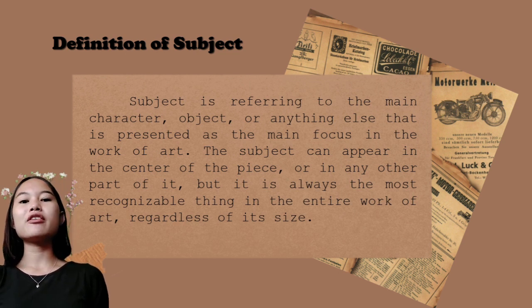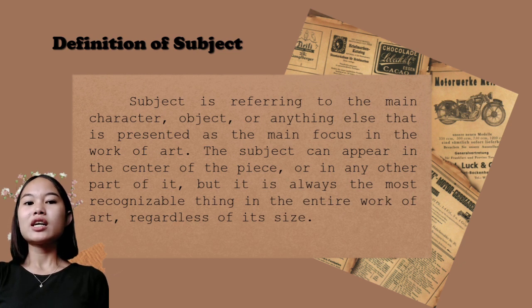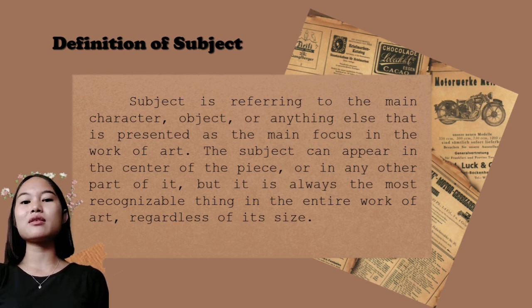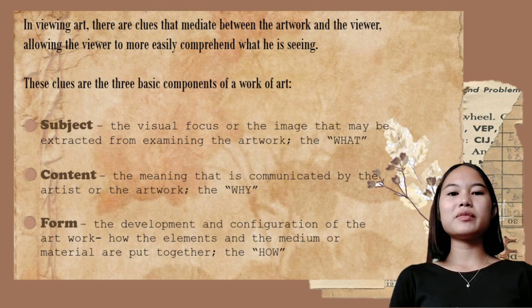For example, in a photograph of a dog running on the beach, the dog would be the subject because it is the most recognizable component in the picture. In viewing art, there are clues that mediate between the artwork and the viewer, allowing the viewer to more easily comprehend what he is seeing.